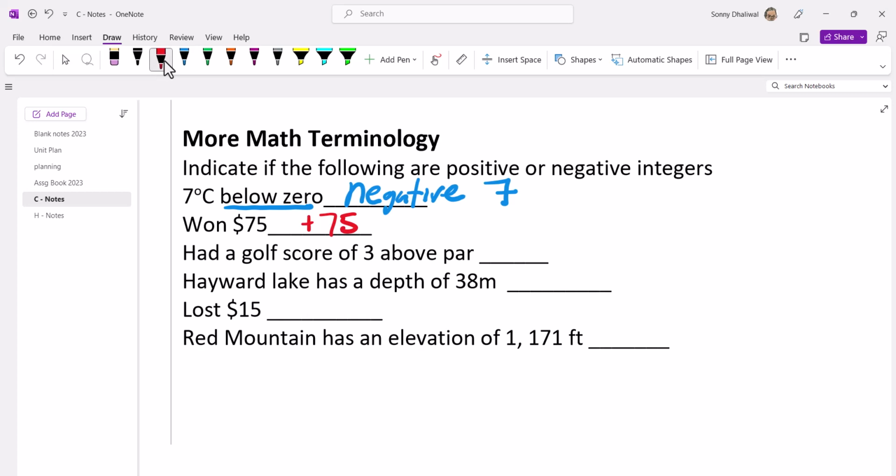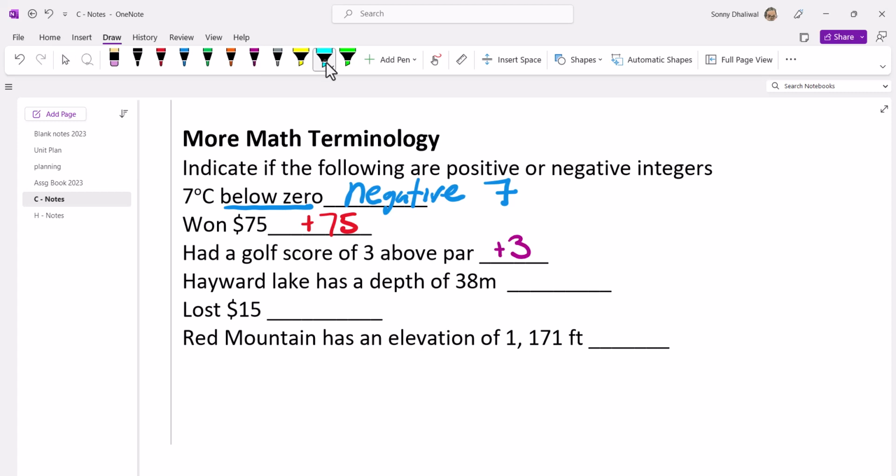Have a golf score of 3 above par. Who plays golf? Thomas says it means it's negative. No, it doesn't. Positive. Okay, you didn't know that. Lots of times, some questions involve prior knowledge, and not everybody plays golf.